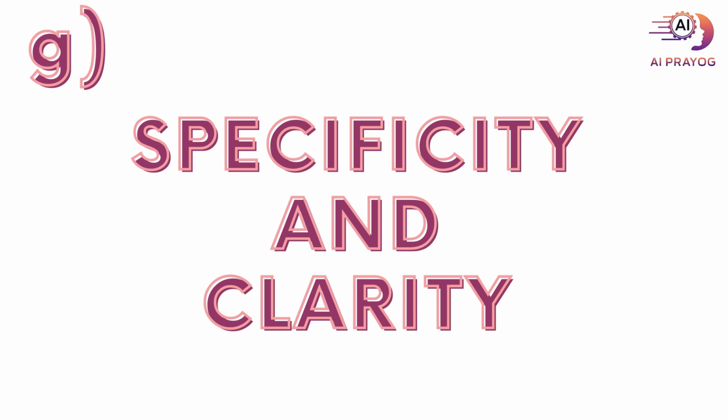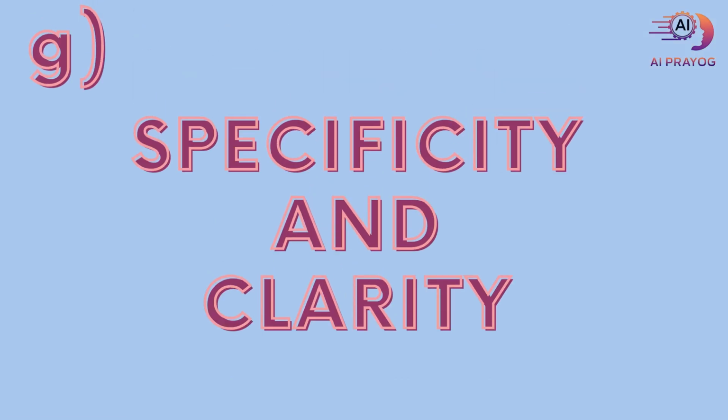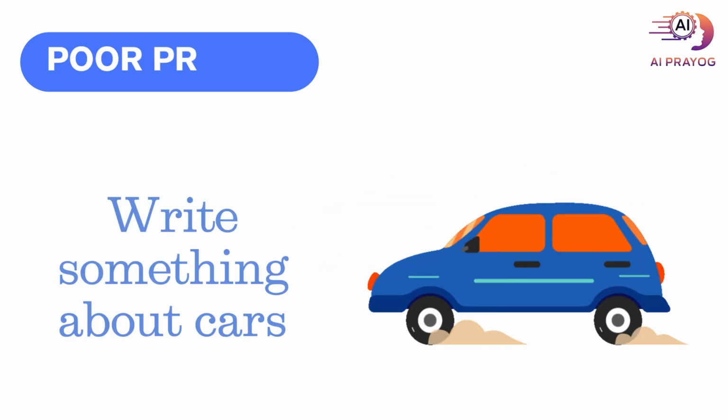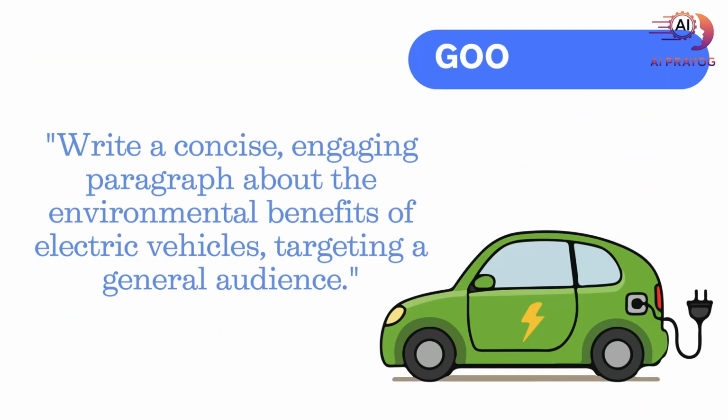Specificity and clarity: being precise and unambiguous in instructions. Vague prompts lead to vague or undesirable outputs. Use case: all prompting scenarios. Poor prompt: write something about cars. Good prompt: write a concise, engaging paragraph about the environmental benefits of electric vehicles, targeting a general audience.